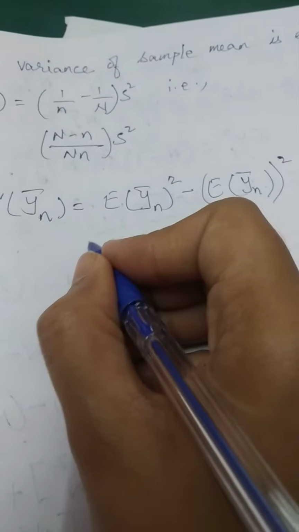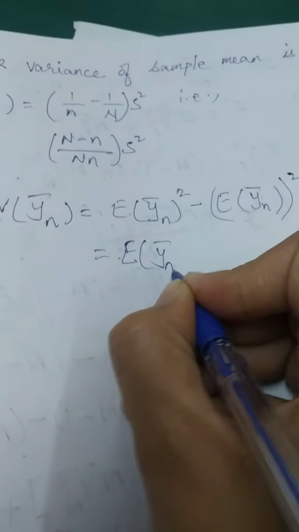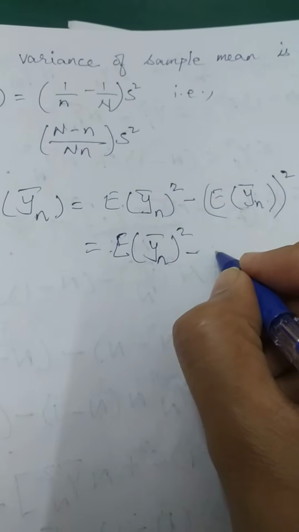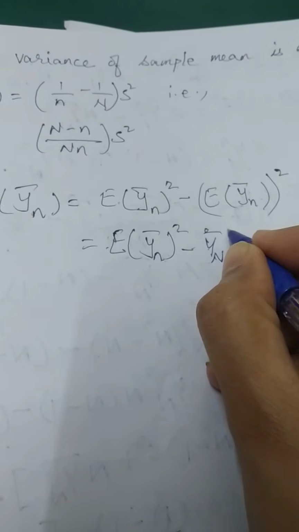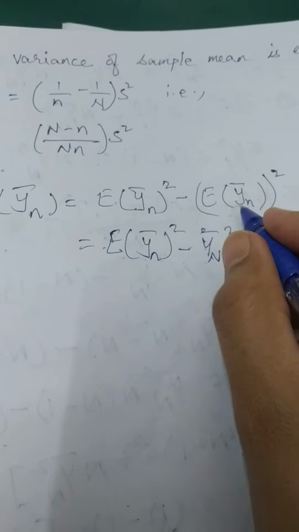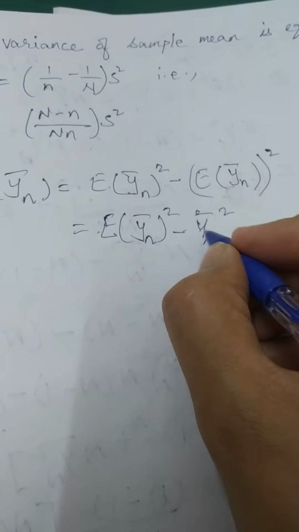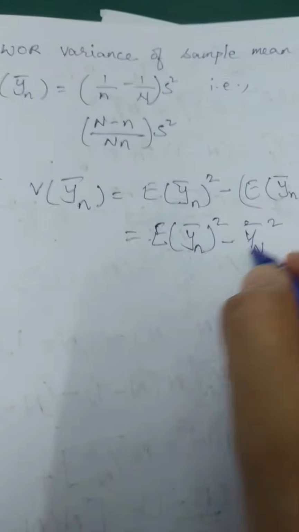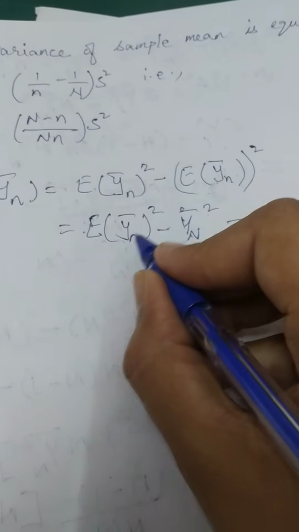Then you just write expectation of y bar of n square just like that, minus, you can elaborate, make it as capital Y bar of n square, because the sample mean is an unbiased estimator of the population mean. The expectation of y bar n is equal to capital Y bar of n. So because it is square here, we are writing square here. Now we are going to prove this one. Just remember expectation of this one.